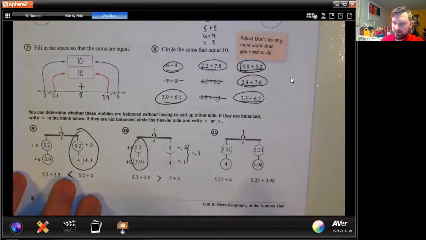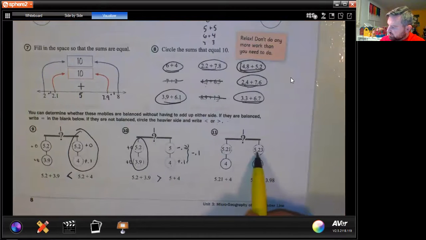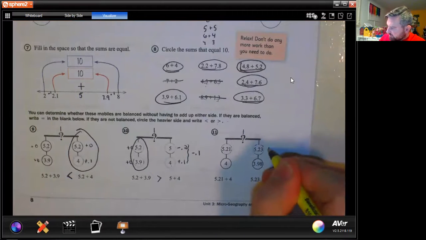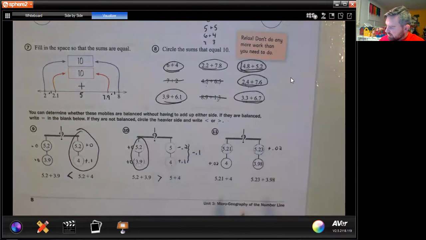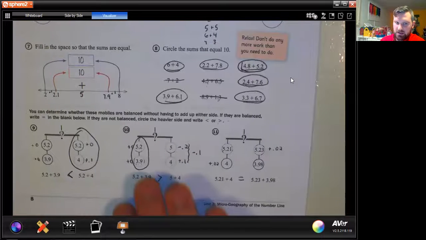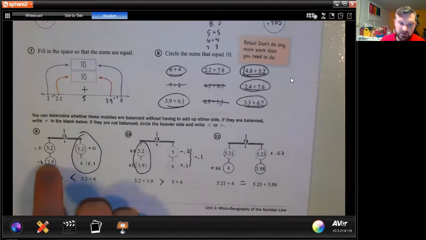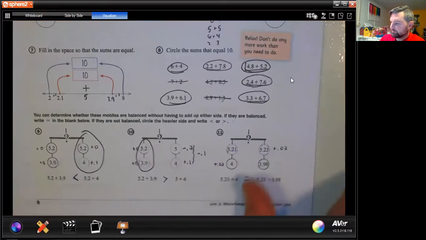Okay. You could look at it a different way. We started with both of these as zeros. You could look at which side is heavier. Okay, out of these two numbers, 5.21 and 5.23, this side is heavier by 0.02. Now looking at these two, 4 and 3.98, this side is heavier by 0.02. Now both sides have a 0.02 on them, so they are equal to each other. They balance the same. Okay, so you could do it by just making this first column zeros and seeing which one's heavier, which one's smaller, or you can just look at the positives on both sides.